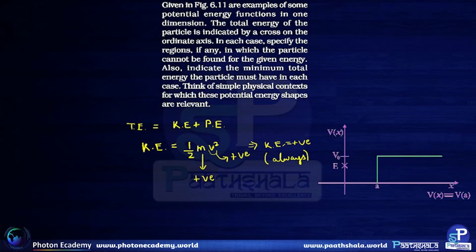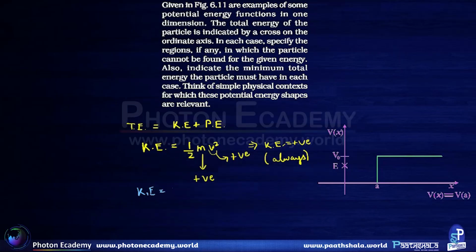Therefore, we can write kinetic energy as total energy minus potential energy. In this case, total energy is E. Therefore, E minus potential energy will be kinetic energy.